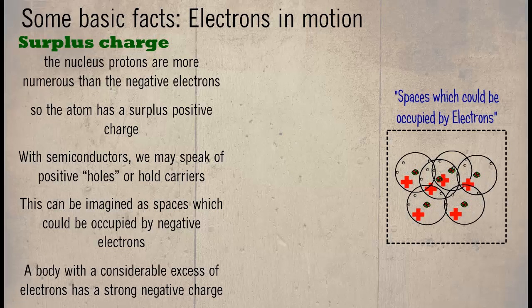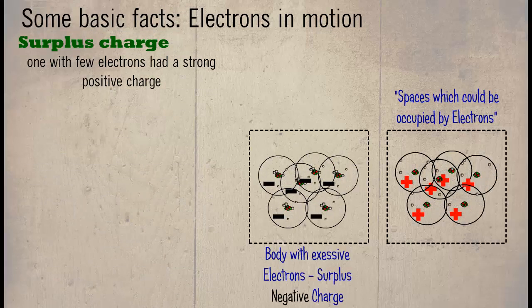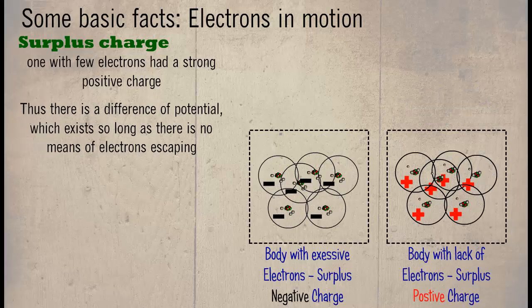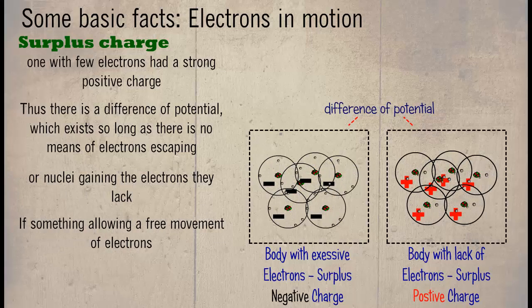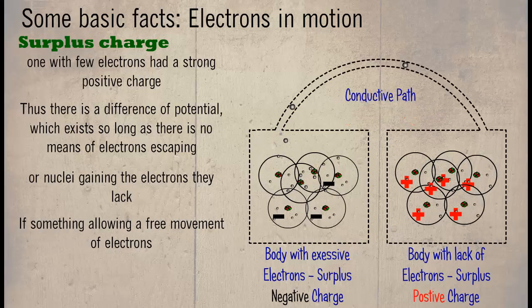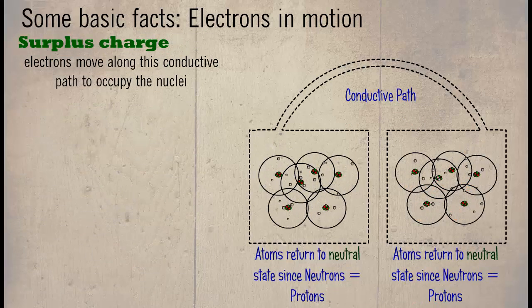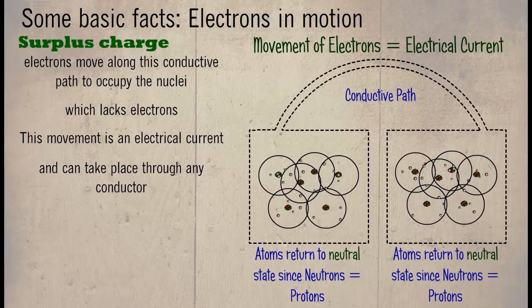A body with a considerable excess of electrons has a strong negative charge. One with fewer electrons has a strong positive charge. Thus, there is a difference of potential which exists so long as there is no means of electrons escaping or nuclei gaining the electrons they lack. If something allows a free movement of electrons between the negative and positive charges, electrons move through the conductive path to occupy the nucleus which lacks electrons. This movement is an electric current and can take place through any conductor such as a wire.